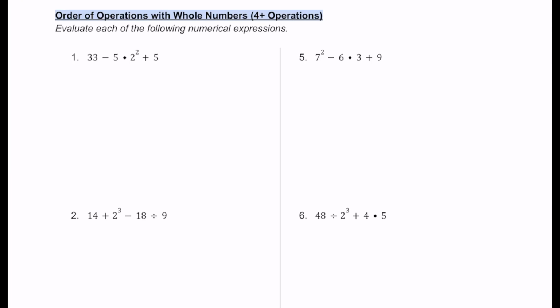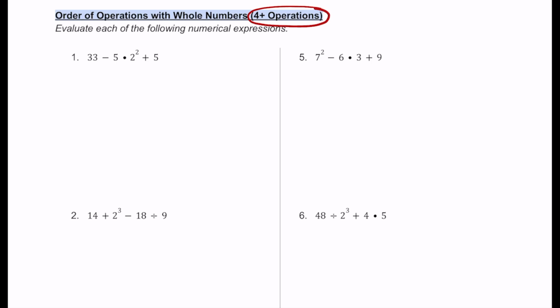Let's practice solving or evaluating some numerical expressions together, aka order of operations problems. While I do already have a couple videos and worksheets that you can download in the link below in the description box with 2 and 3 operations, in this particular video let's practice solving these types of problems that have 4 or more operations. For number 1, we have subtraction, multiplication, an exponent, and addition.